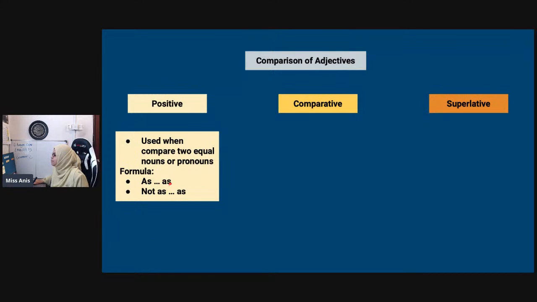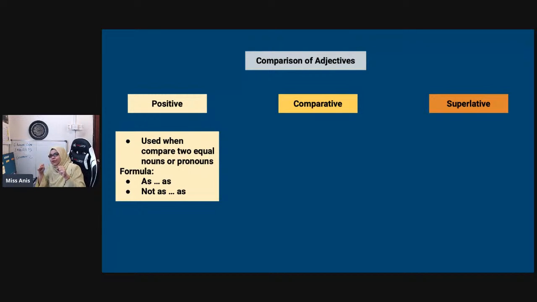perkataan adjectives tu and then ada as. Ataupun kalau untuk negative statement, you letak not dulu kat depan, as apa, and then letak perkataan adjectives tu and then tutup pun dengan as juga. Alright, so this is where we say something is equal or not. Dia macam nak cakap when something is equal.